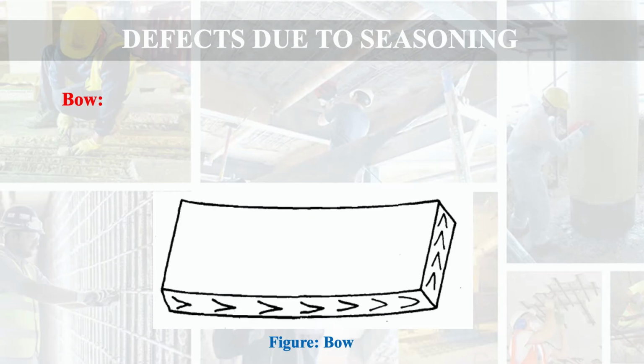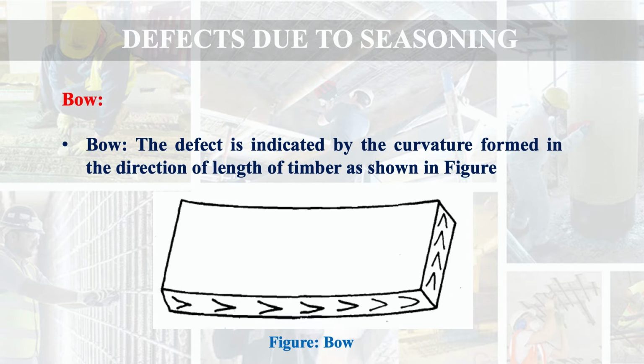Let us begin with the first defect, that is bow. From the name bow, you must be recalling the bow and arrow with which some of you must have played. This defect draws its name from that bow, because here the curvature of the timber is similar to the bow, along the length of the member. So this defect is indicated by the curvature formed in the direction of length of the timber. You can see in this figure that along the longitudinal axis of the member there is a curvature. That is called the bow.